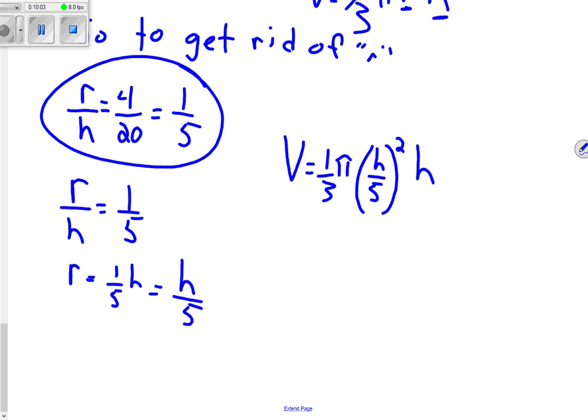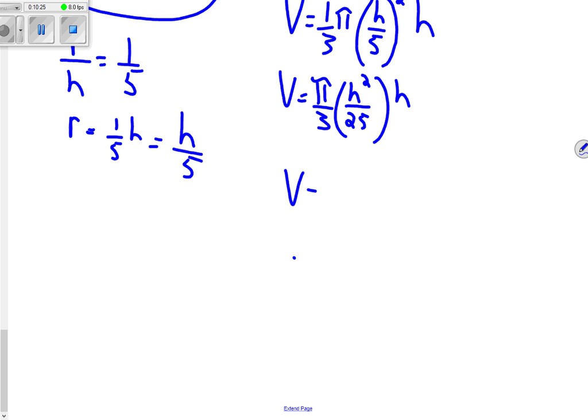So we can clean this up. I'll show a couple steps here. I'm going to put 5 over 3. h squared is h squared. 5 squared is 25, times h. Now, real quick, what's h squared times h? h cubed. And what's 3 times 25? 75. There's our formula.